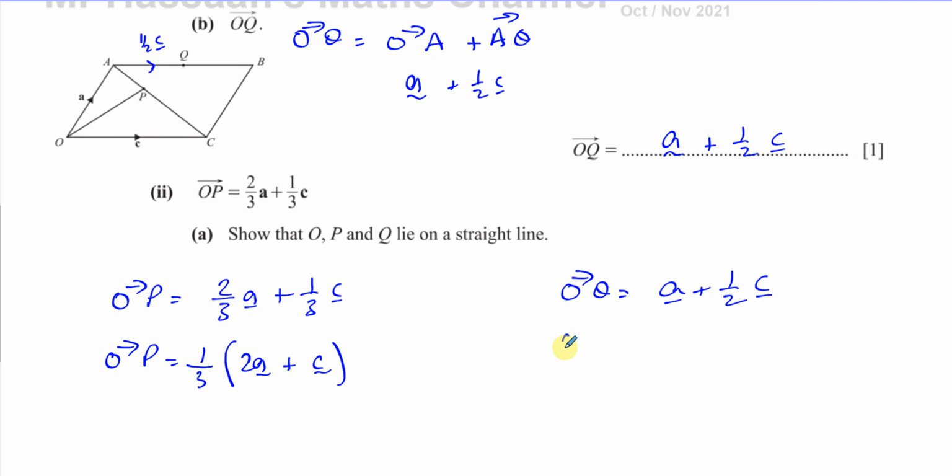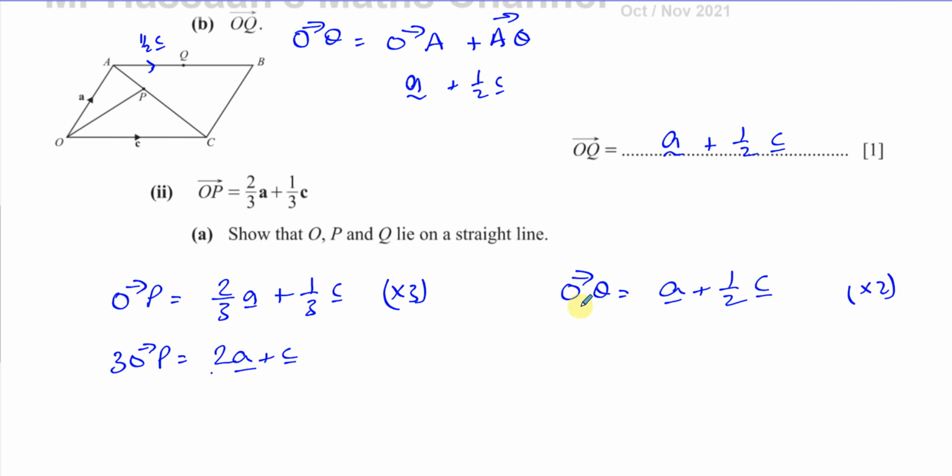I can do the same for O to Q, but what I have to do first is get rid of the fraction from here. In fact, an easier way of doing it is to get rid of the fractions by multiplying both sides by 3. If I multiply both sides by 3, the fraction's gone. So I've got 3 O to P is equal to 2A plus C. And to get rid of the fractions from the other one, I can multiply both sides by 2.